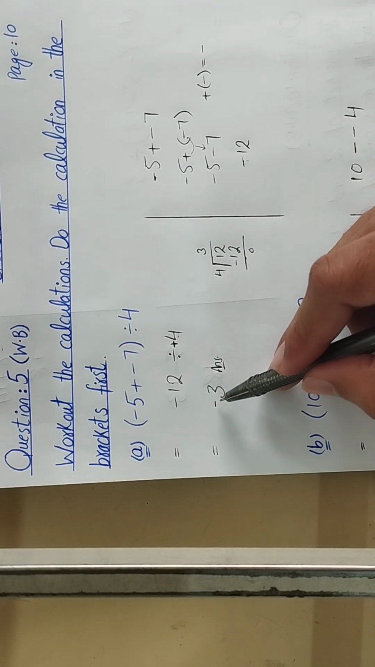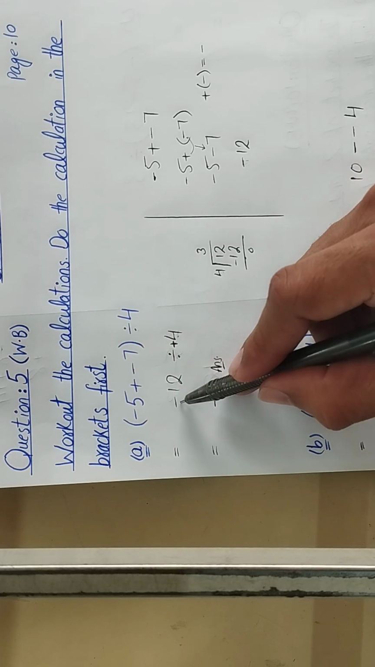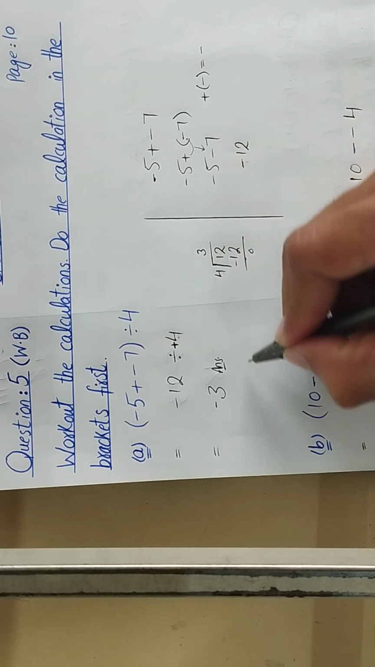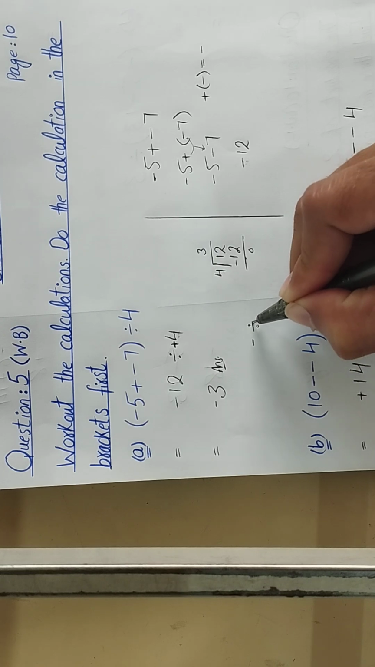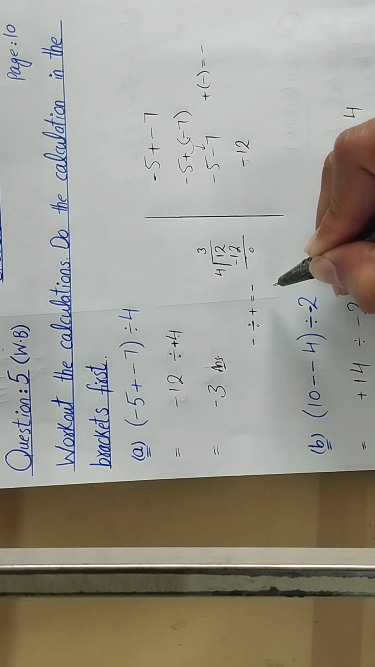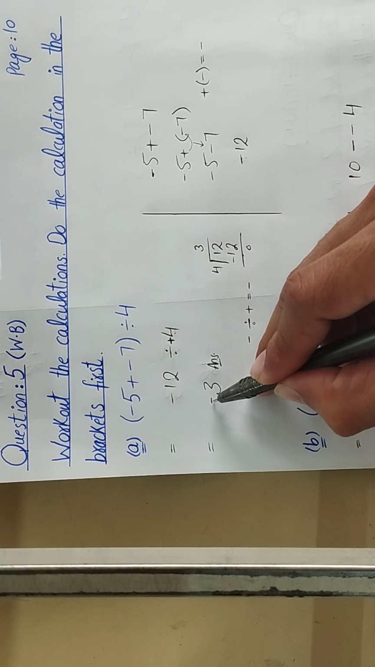Now which sign is going to be with 3, minus or plus? For that, see these two signs. Minus divide by plus. And we know that minus divide by plus is equal to minus. We have discussed these rules in our previous lessons. Minus divide by plus is minus.